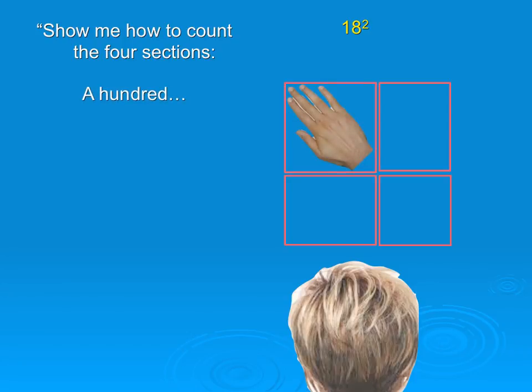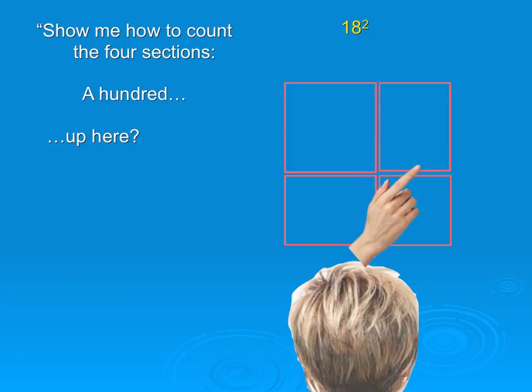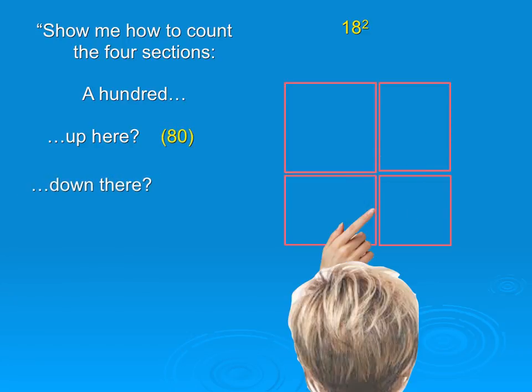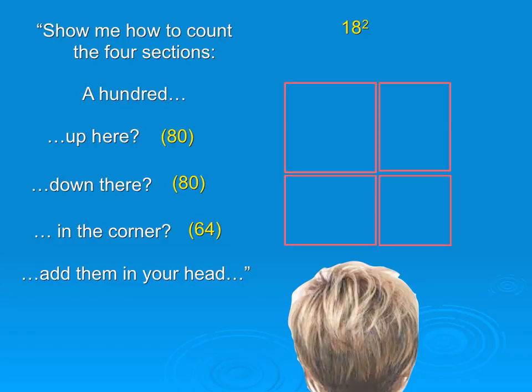100. Up here, 80, that's right. And down there, that's another 80. And in the corner, 8 by 8 is 64. Add them in your head. See, 80 and 80 makes 160, plus 100 is 260. 260 plus 64, that's a little harder.